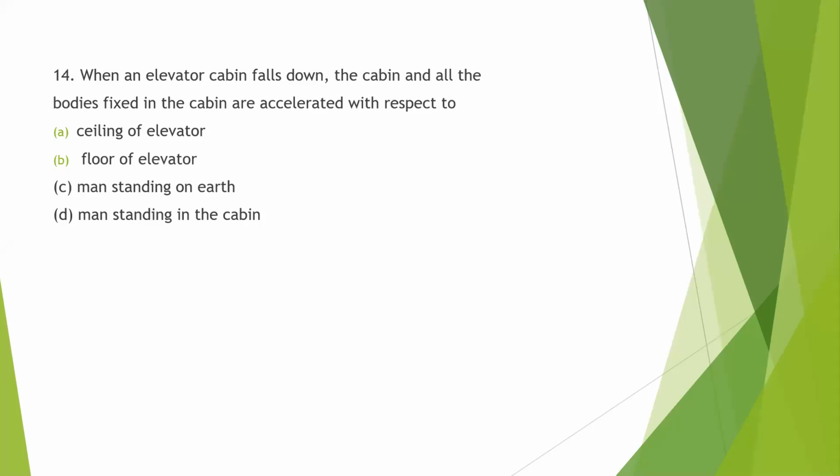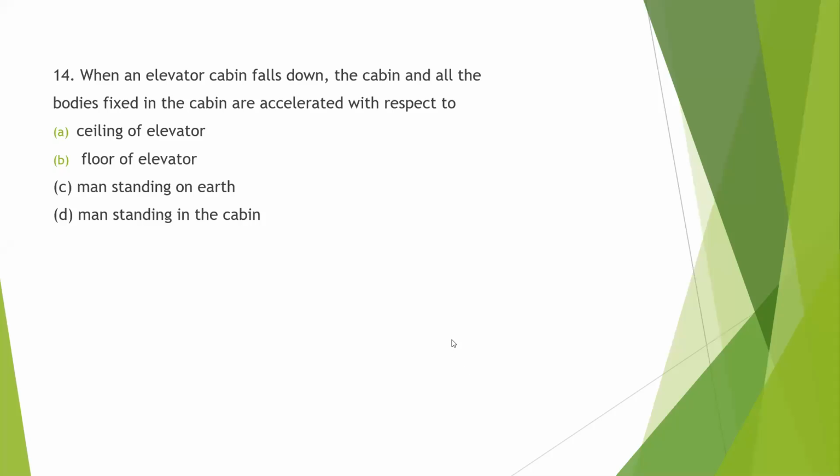A man standing on earth. So when an elevator cabin falls down, the cabin and all the bodies fixed in the cabin are accelerated with respect to. So here we compare with respect to the man standing on the earth. So that is option C, the correct option. Okay.